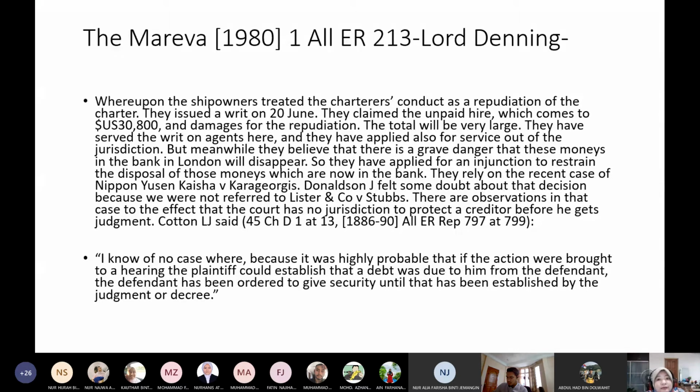And also they believed that there was a grave danger that the money in the London bank would disappear. Remember, I told you just now, the High Commission of India had already banked the money in London. Okay, so these ship owners applied for an injunction to restrain the disposal of the money which is now in the bank. They rely on the case of Nippon Yusen Kaisha v Karageorgis.